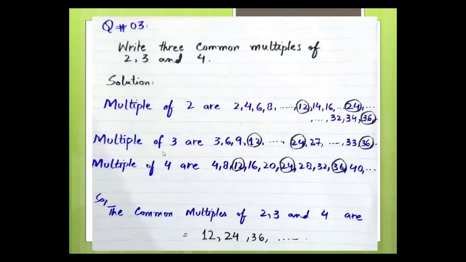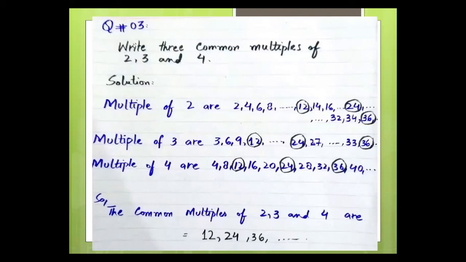Then we find the multiples of 3. The multiples of 3 are 3, 6, 9, 12, 15, 18, 21, 24, 27, 30, 33, 36, and so on. Here also we don't have much space, that's why we put a dotted line over here. To find the common multiples, another thing is that you only have to find the starting 3 common multiples.